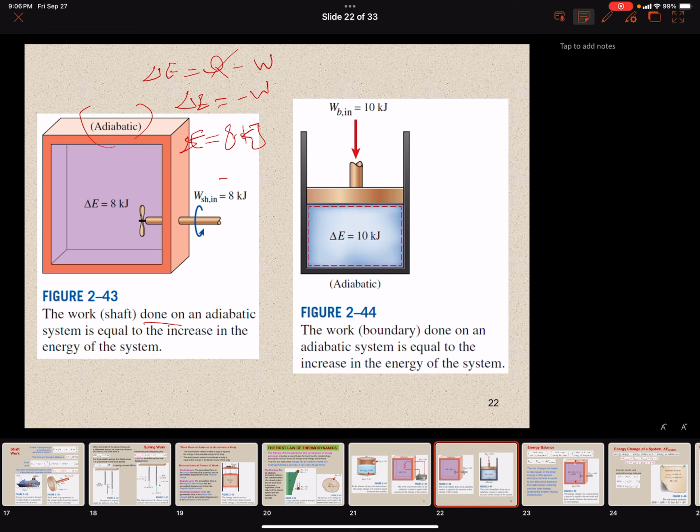Last example, same thing. It's adiabatic, and the boundary work is done on the system, so this is negative, and again it will be equal to 10 kilojoules.